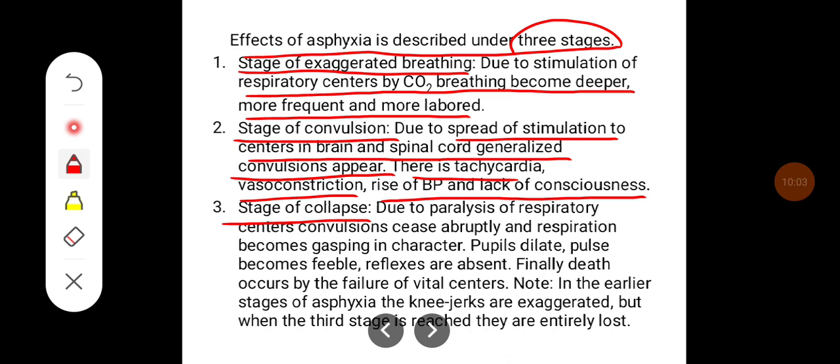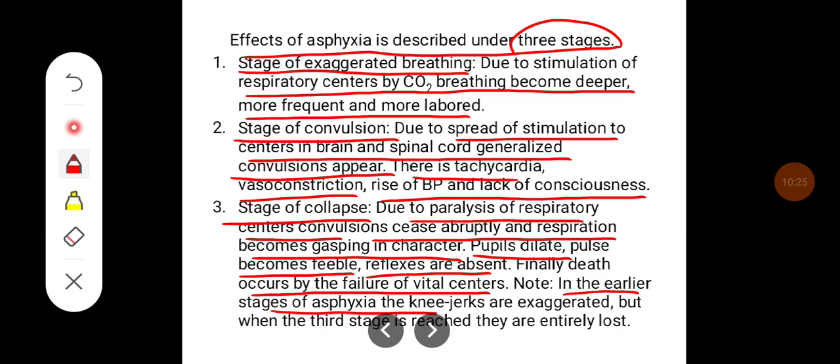Then there is the third stage of collapse, which occurs due to the paralysis of respiratory centers. Convulsions cease abruptly and respiration becomes gasping in character. Pupils dilate, pulse becomes feeble, reflexes are absent. Finally, death occurs by the failure of vital centers. Note that in the earlier stages of asphyxia, the knee jerks are exaggerated, but when the third stage is reached, they are entirely lost.